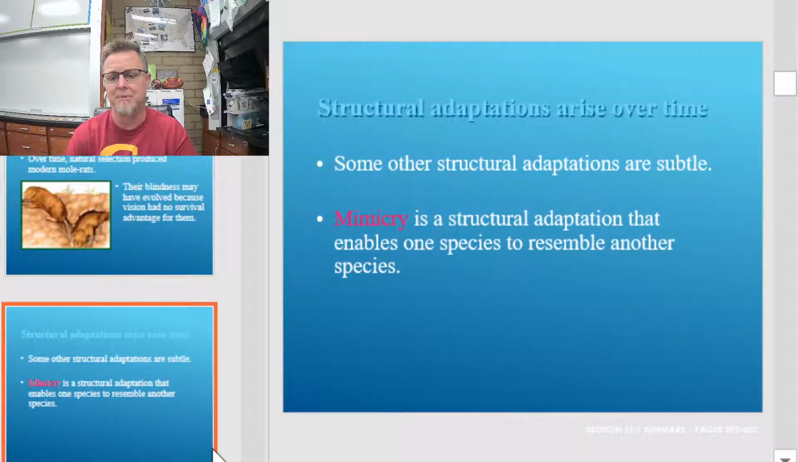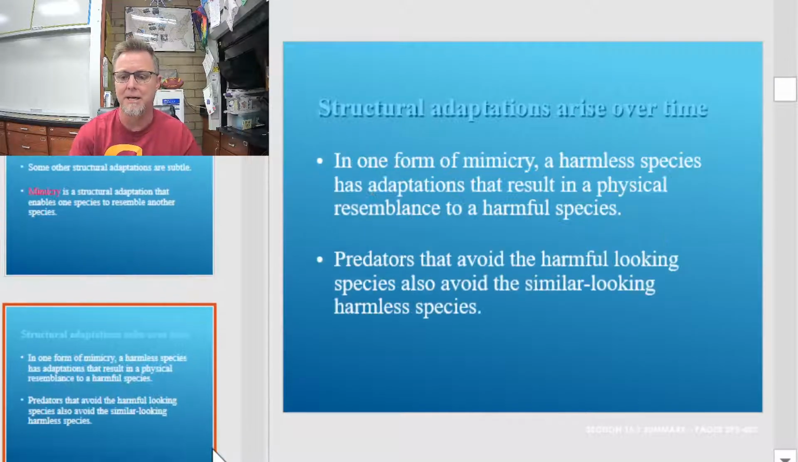Here's some other examples. Mimicry is an adaptation that can arise from natural selection. Mimicry is a structural adaptation that enables one species to resemble another. And there are different kinds of mimicry. We won't worry about defining Mullerian versus Batesian or whatever. We'll just call it all mimicry, okay?